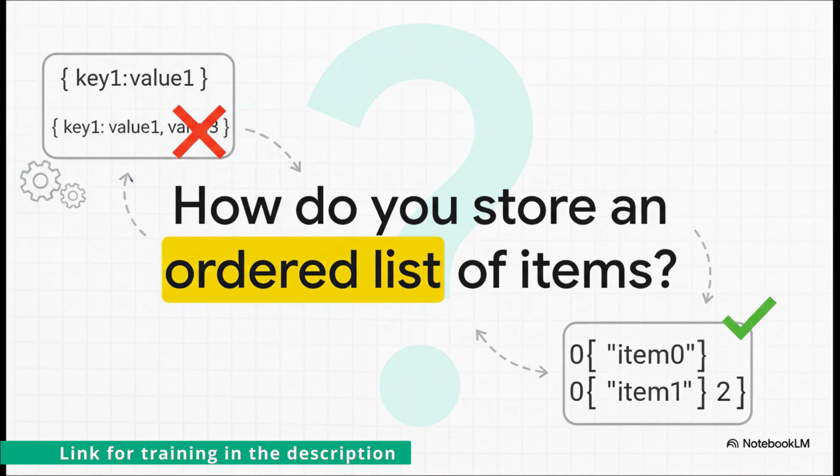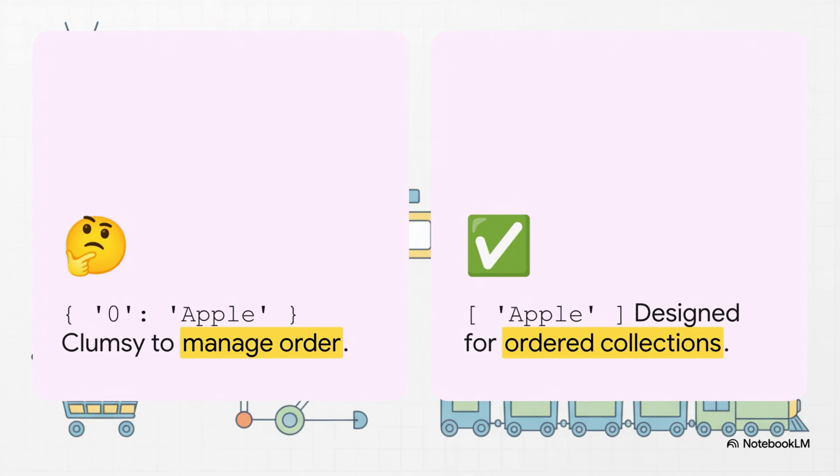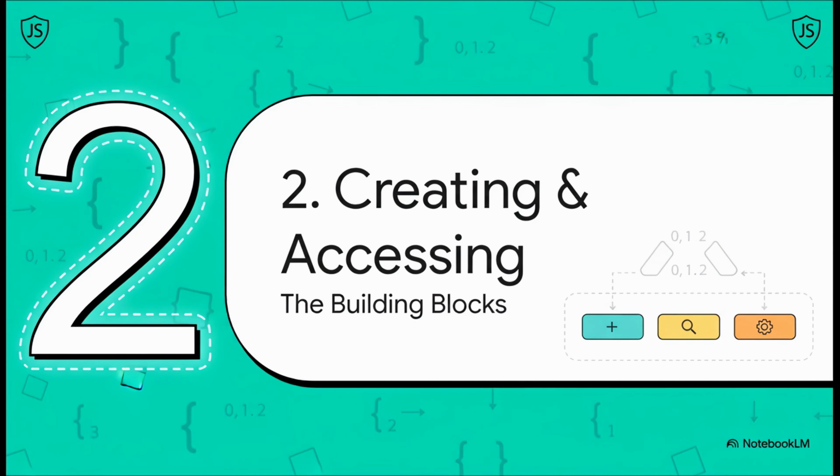Now your first instinct might be to just use a regular JavaScript object, but that's where you start to run into some problems. I mean, look at this. You can totally use an object with keys like 0, 1, 2. It kind of works, but it just feels wrong. It's clumsy. It's not what objects were designed for. Arrays, though, they are purpose-built for this exact scenario. They are designed for ordered collections from the ground up. Okay, so arrays are clearly the way to go for ordered lists.